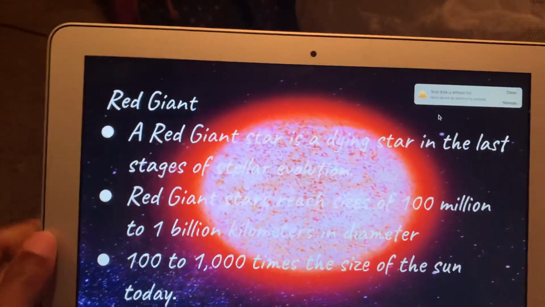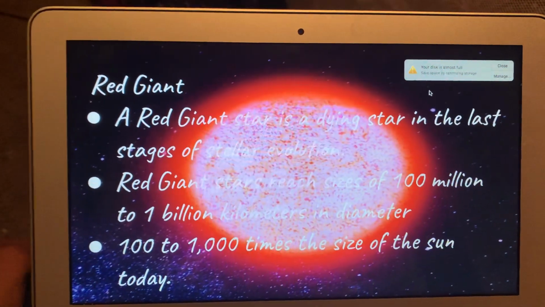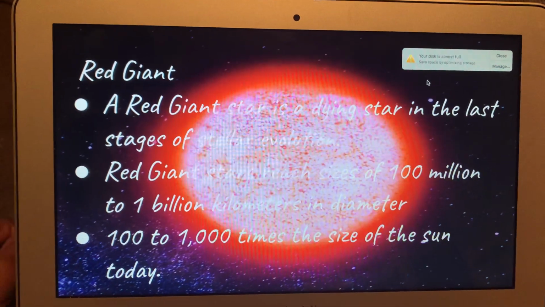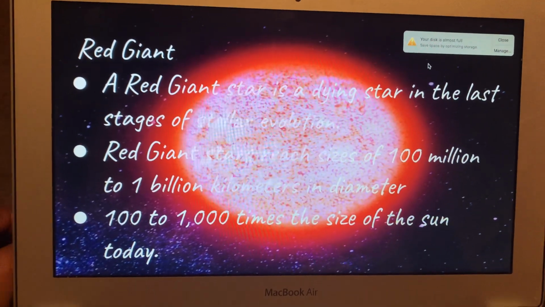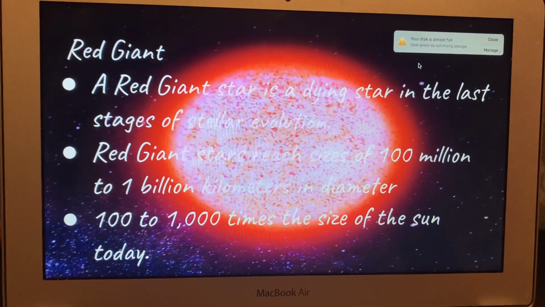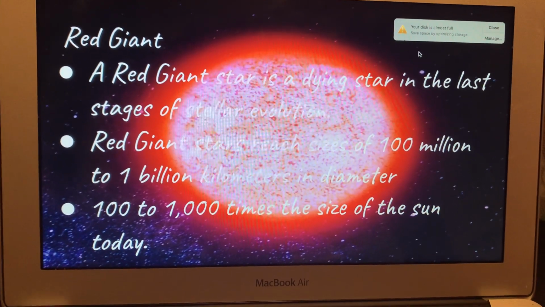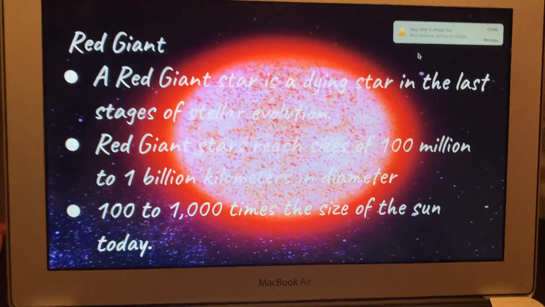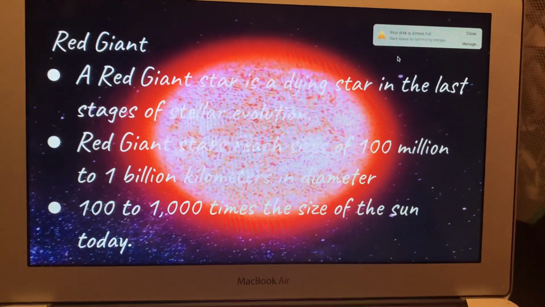Okay, the red giant. A red giant star is a dying star in the last stages of its evolution. Red giant stars reach sizes of 100 million to 1 billion kilometers in diameter, 100 to 1,000 times the size of the sun today, which is the red giant.